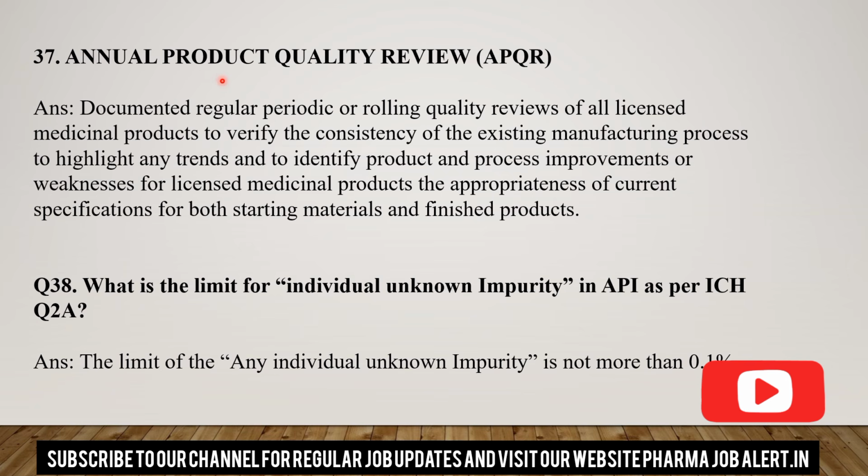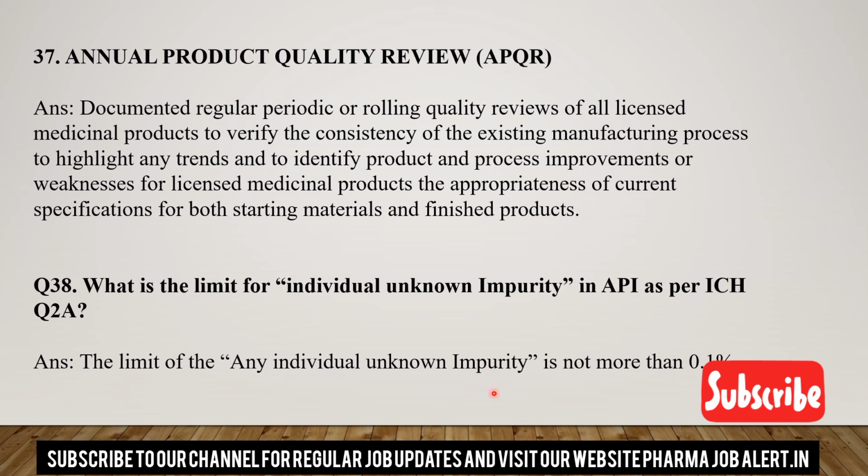So annual product quality review. Friends, annual product quality review is a documented, regular, periodic or rolling quality review of all the licensed medicinal products to verify the consistency of the existing manufacturing process and to highlight any trends. We will know about trends and out of trends in another slide. It also identifies product and process improvements or weaknesses for licensed medicinal products, and the appropriateness of the current specification for both starting and finished products.